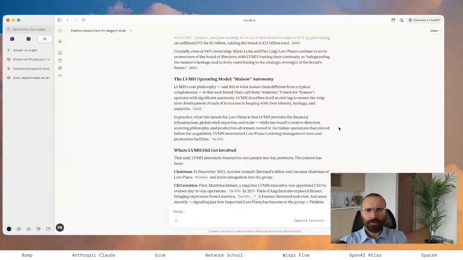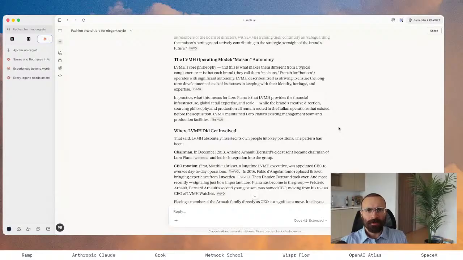Maison autonomy. And this is what makes them different from a typical conglomerate: each brand, they call them maisons, French for houses, operates with significant autonomy, striving to ensure the long-term development of each of its houses in keeping with their identity, heritage, and expertise. In practice, what this means for Loro Piana is that LVMH provides the financial infrastructure, global retail expertise, and scale, while the brand's creative direction, sourcing philosophy, and production all remain rooted in the Italian operations that existed before the acquisition.